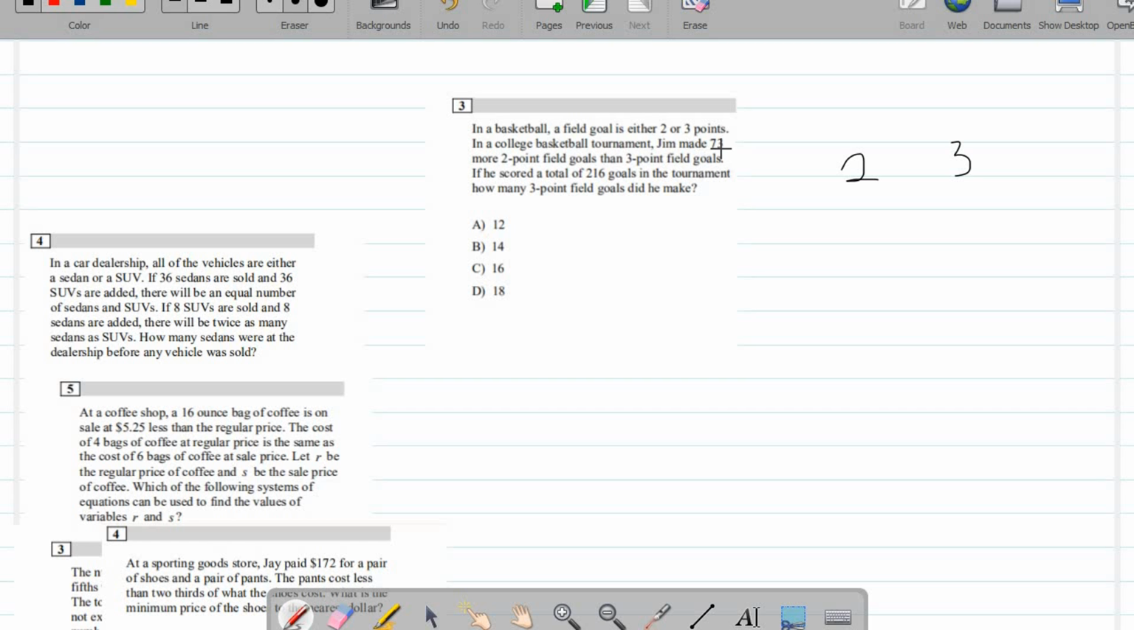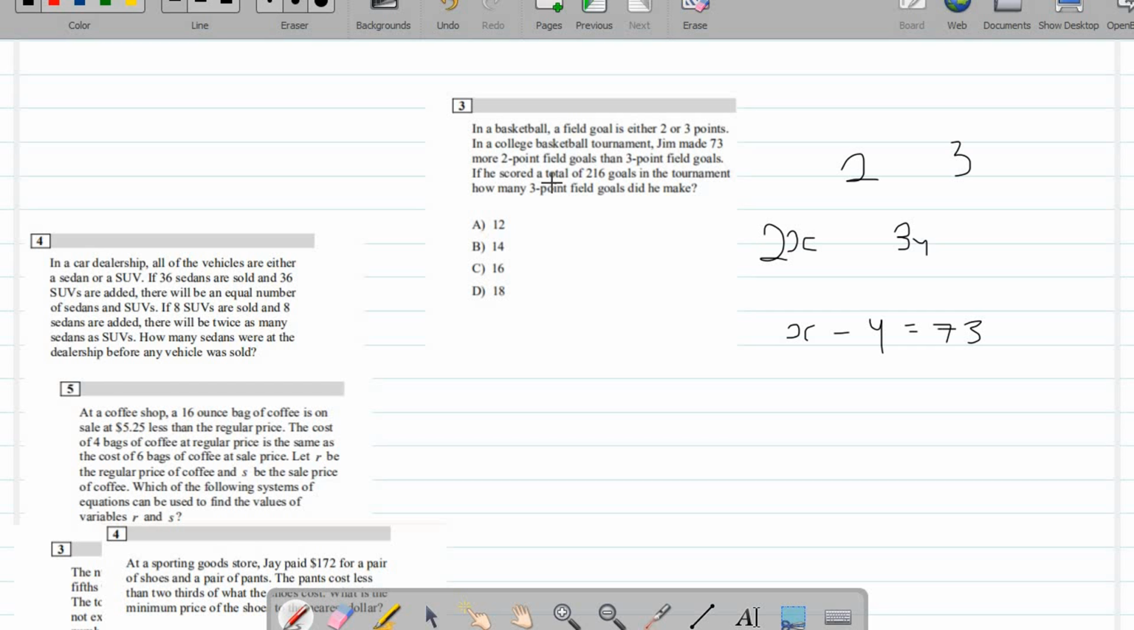So if Jim made 73 more 2-point goals, let's say he made x number of 2-point goals, that's 2x, and he made y number of 3-point goals. Okay, now I said Jim made 73 more 2-point goals than 3-point field goals. So if you say x minus y, that's the number of 2-point goals he made minus the number of 3-point goals he made, it will give you 73.